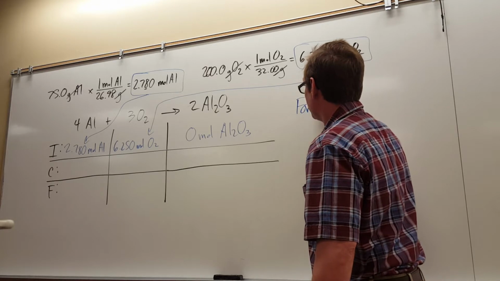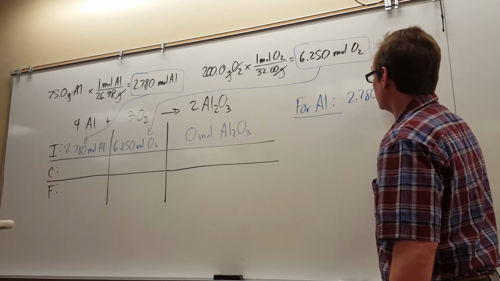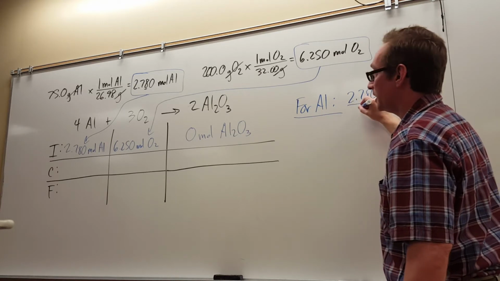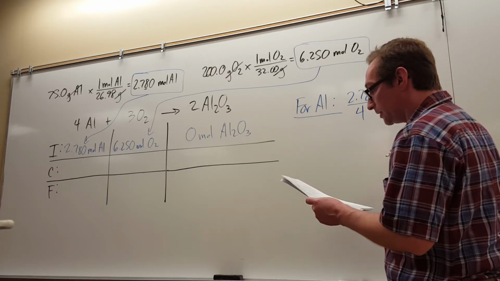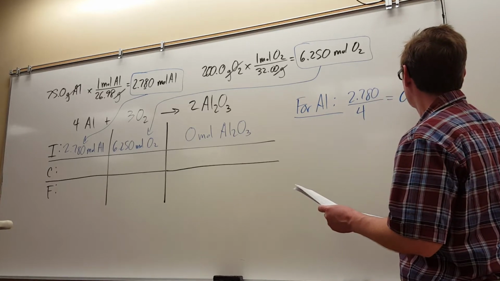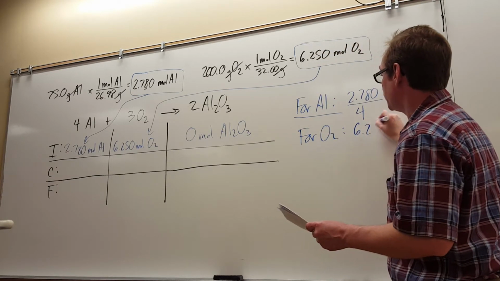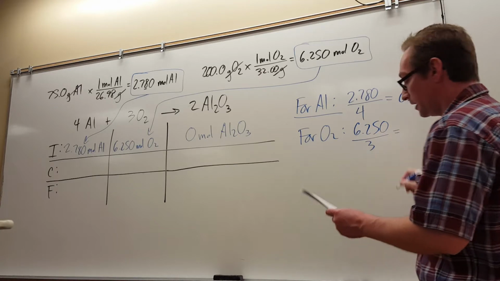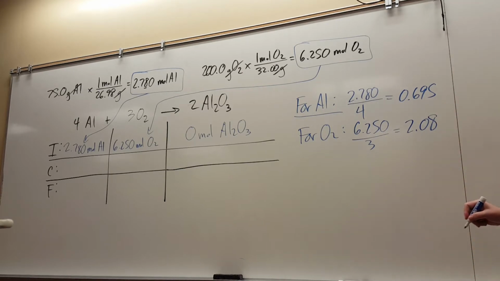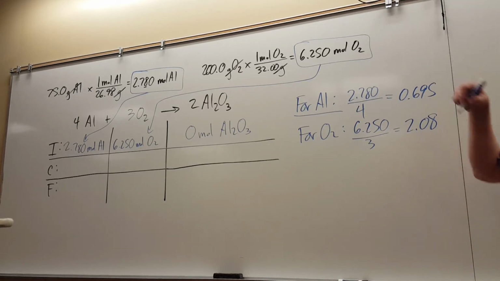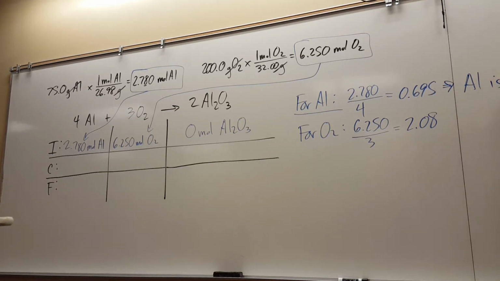So I'm just going to say, okay, for aluminum, I'm going to take 2.780 initial moles divided by the 4, and I end up getting 0.65. And then for the oxygen, I take the 6.250 initial moles and divide that by 3, and I get 2.08. And again, aluminum comes out smaller, not surprisingly, because it came out smaller over there too. So what this tells us is that Al is the limiting reactant.